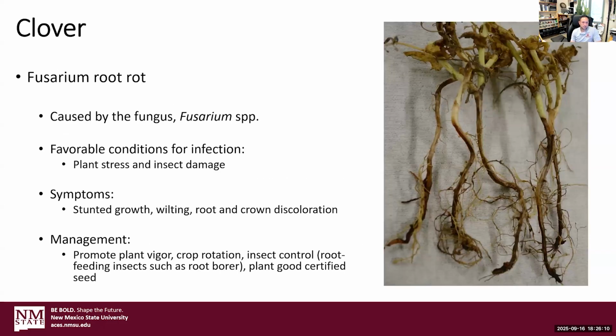Fusarium root rot is caused by the fungus Fusarium species. Favorable conditions are plant stress as well as insect damage, which allows that pathogen to enter pretty quickly and easily. Some of the symptoms of infection can be stunted growth, wilting, and root and crown discoloration, which you're seeing on this picture. For management, you want to promote plant vigor, crop rotation, good insect control, and plant good certified seed as well.